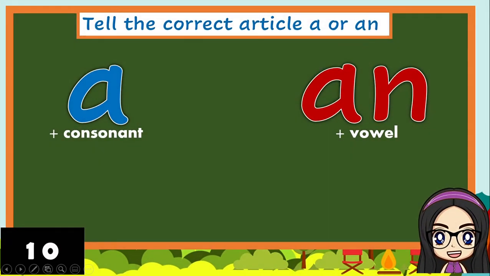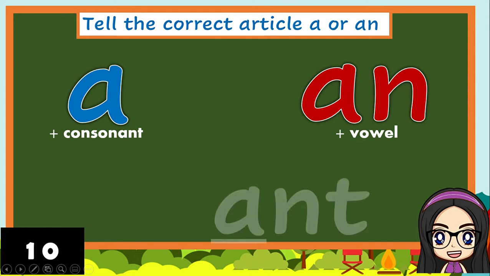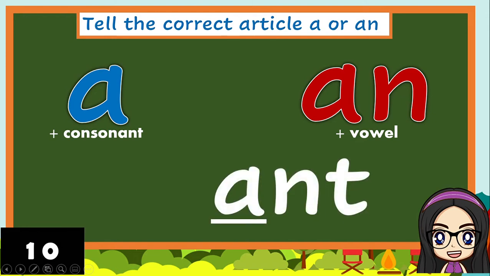Now, let us study this. Tell the correct article to use. Is it A or N? The first word is ant. What do you think is the correct article to use? Is it A or N? You have 10 seconds to answer. Comment your answer below.